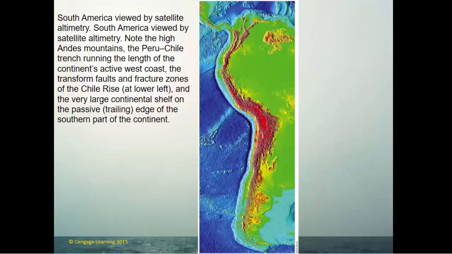And that makes that an active margin. But on the east side of the continent, the continental lithosphere is connected to the oceanic lithosphere. It's acting as one plate moving in the same direction, and we have a passive margin, and there we have a much broader continental shelf.